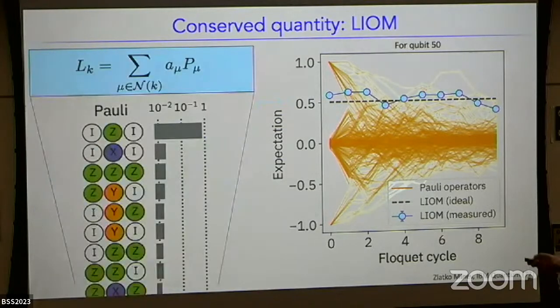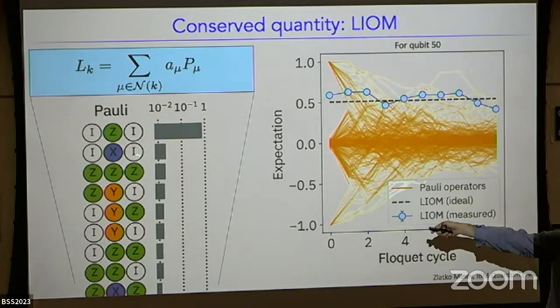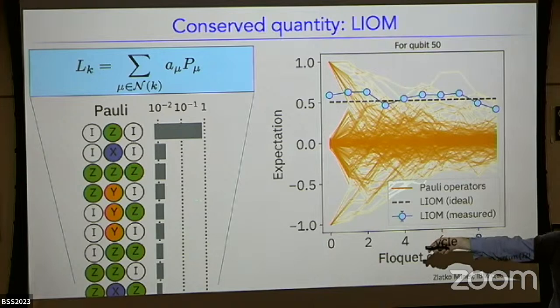That integral of motion has many, many Pauli terms. So for instance, in this case, for this blue curve, the one-site Z on qubit 50 was the dominant contribution for this operator. The X term here was the next one, then it was a ZZZ, then it was a ZYI, and so on, right? Because these are operators. Yes?